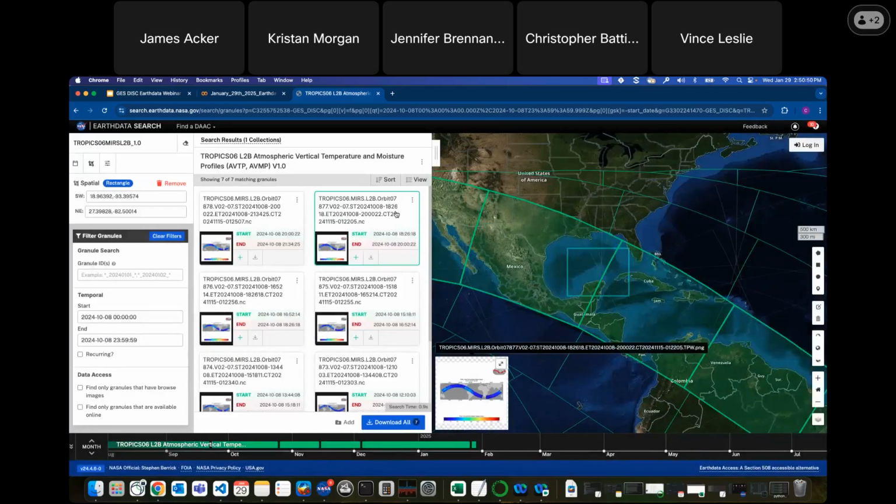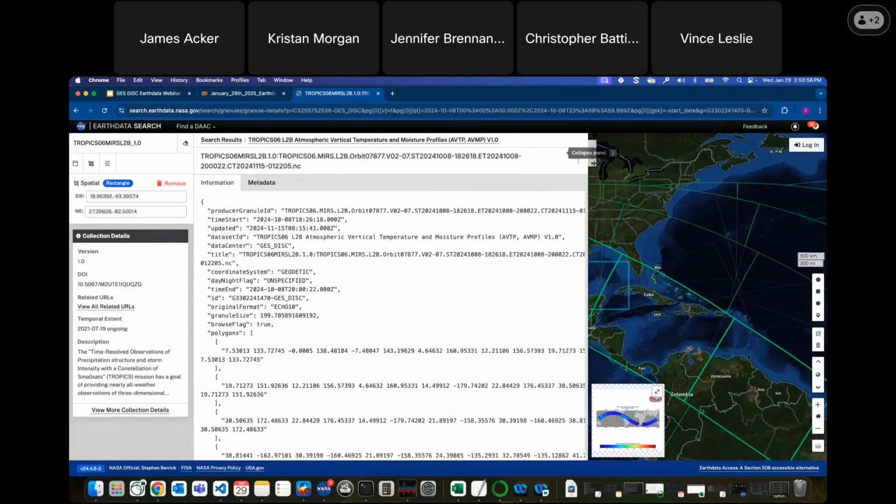So when I find the granule that I want, I can click on these 3 dots in the top, and then I'll click View Details. And then you're met with this real long metadata JSON response.